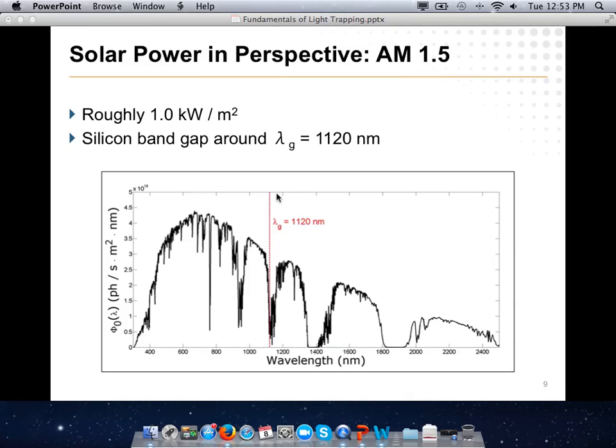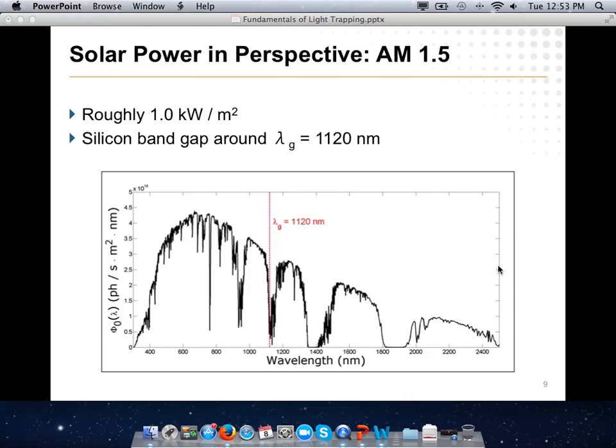So you notice I put here the band gap for crystalline silicon, 1120 nanometers. All the photons, all the energy to the right, is totally useless to me. No matter how much energy there is from the sun, I'll never be able to gather any electricity out of this part of the curve. Only the photons to the left of that line have enough energy to excite an electron-hole pair in my silicon solar cell.